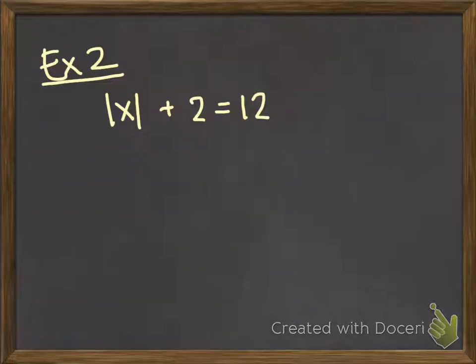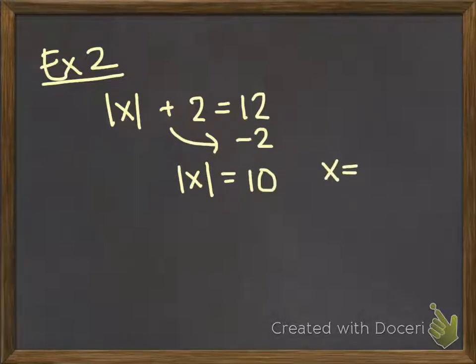Example 2, the absolute value of x plus 2 equals 12. We're going to solve this as if it's a regular problem. We're going to subtract 2. That gives us the absolute value of x equals 10. So that means there are two answers, positive and negative 10.